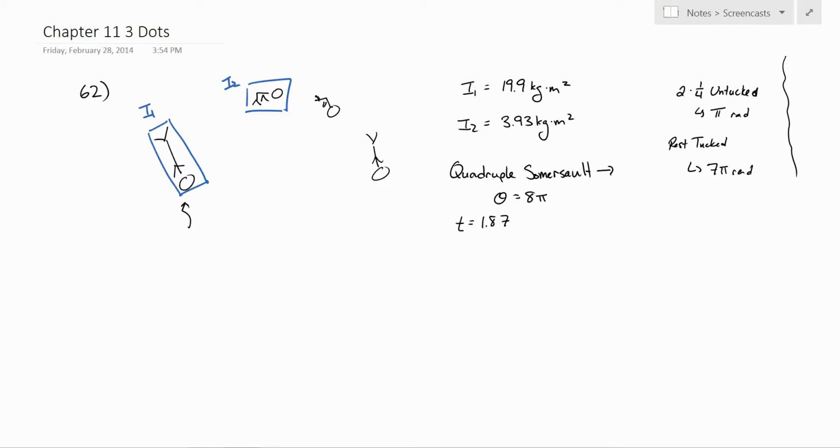So what must his angular speed omega 2 be around his center of mass during the tuck? Man, if only I had production values for this. All right. Because we have two I's, we're also going to have two omegas. This is a conservation of angular momentum problem.